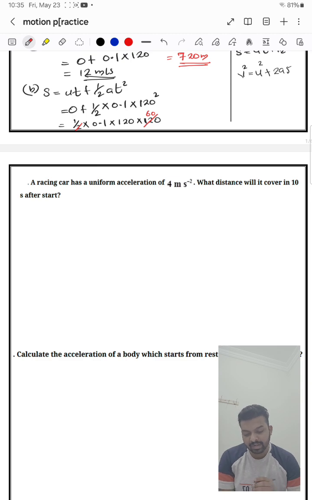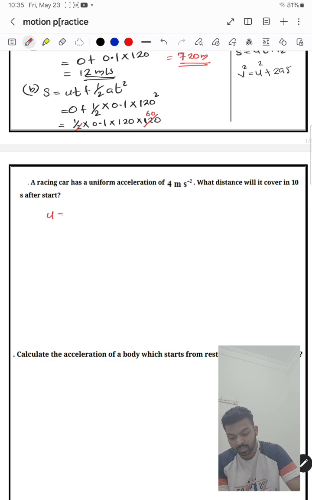So there is a racing car which is having a uniform acceleration of 4 meter per second square. Again, the things given. What distance will it cover in 10 seconds after the start? After the start, here there is a hint. Basically there will be too many hints given in the statements itself. They will not give you directly what is the initial velocity.